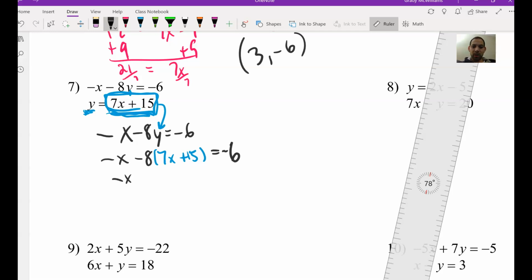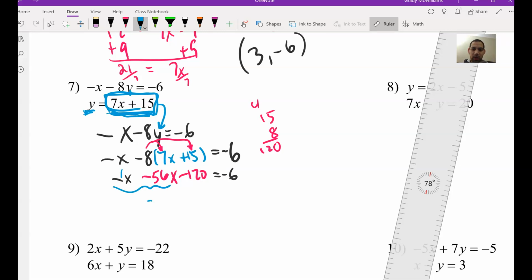Make sure you recognize that you're distributing a -8. So right here, -8 times 7, -8 times 15. This will make -56x. -8 times 15, let's see, 8 times 15 would make 120. So sorry, -120. Everything else is still the same. Combine some like terms. These two are both x's, we can put those together. So this is -1x and -56x, which makes -57x minus 120 equals -6.